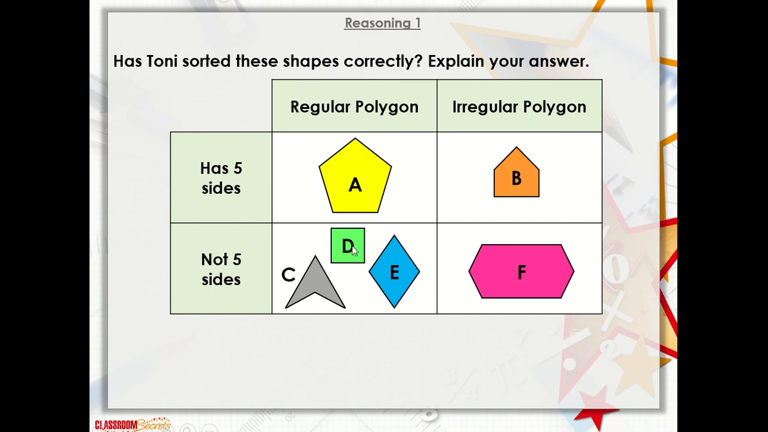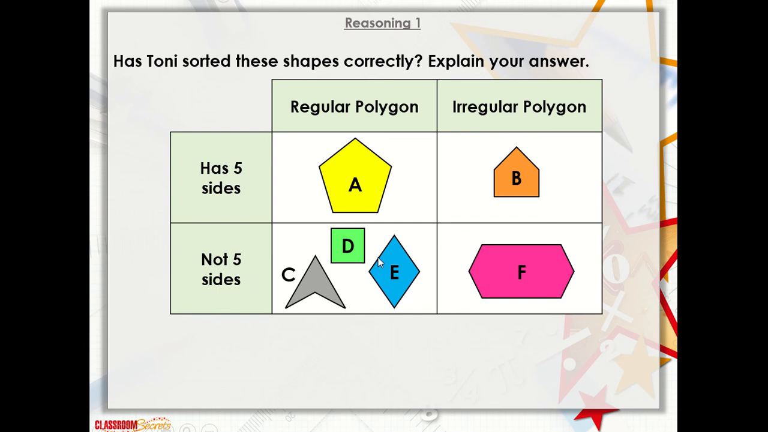What about D? Not 5 sides? Yeah, it's got 4 sides, so it's in the right line. Is it a regular polygon? Well, that looks like a square to me, so all of those are of equal length, so that is in the right column there. What about E?